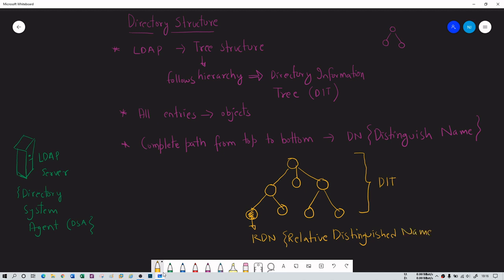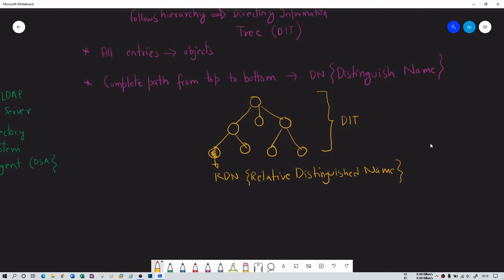All right, so what do we mean by relative distinguished name? It means that a single node, the specific entry itself, is called RDN, relative distinguished name. And if you want to know what the distinguished name, the DN, is: if I give a name here that this is A, this is B, and this is C, then what represents the DN is something like this. If I follow the path A/B/C, then it is known as DN. And when I specifically say C, then it is known as RDN.